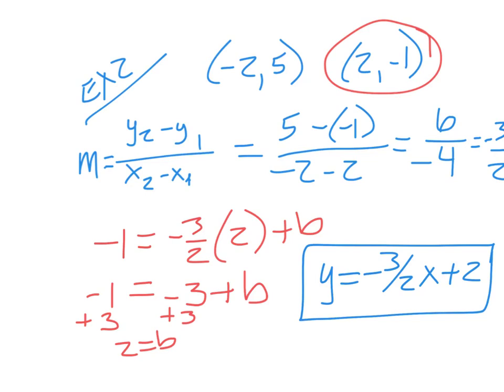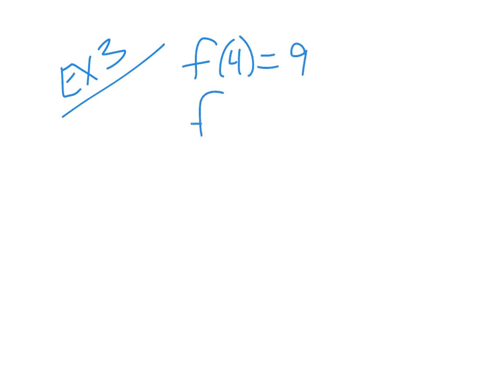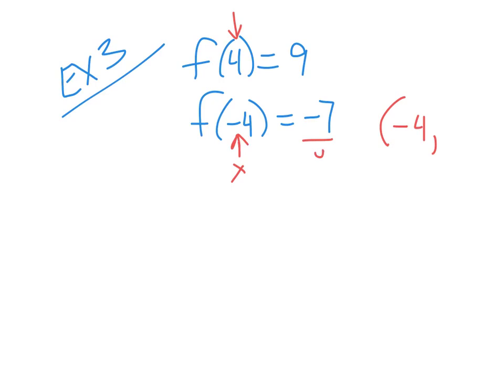Good? All right, let's look at 3. Now we're going to get into when it looks like when it's a function. So they told you that the function of 4 equals 9. The function of negative 4 equals negative 7. They want you to, again, write this in slope-intercept form. Do you guys remember when you see the number that's inside the parentheses, what letter does that stand for? X. So I can write this point as negative 4 is my x, and then this is the y. So this would be negative 7 over here. This top one would be 4, 9.